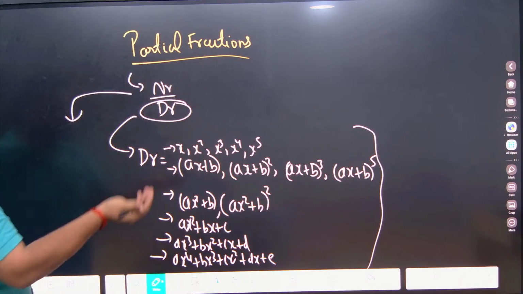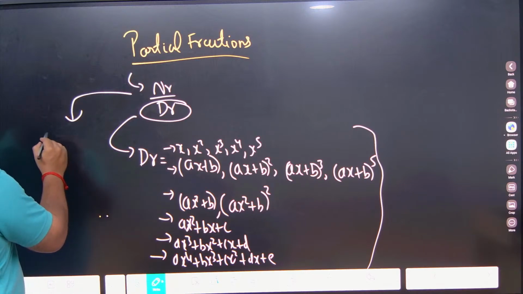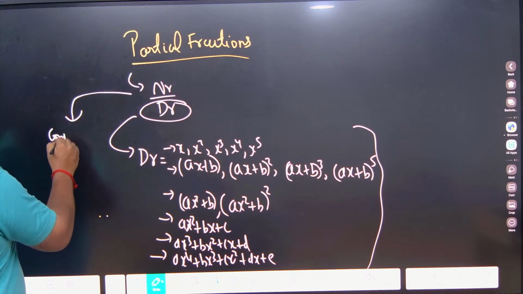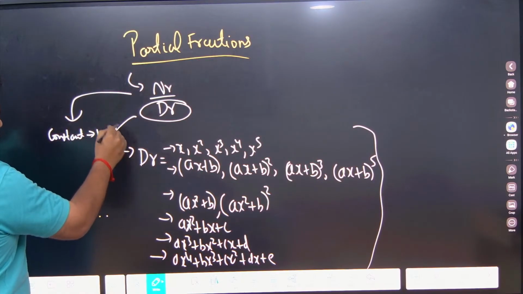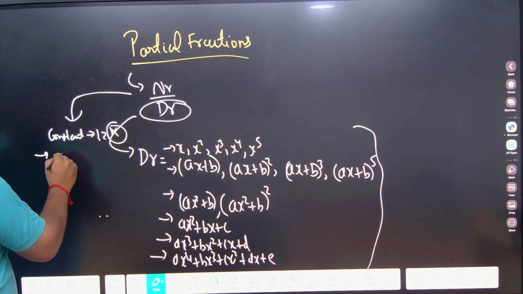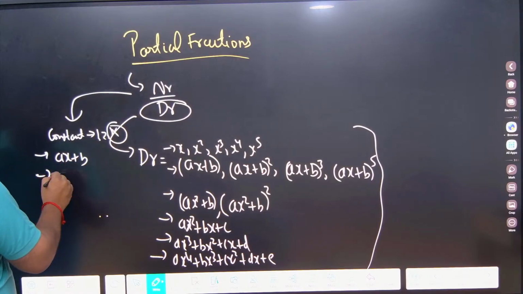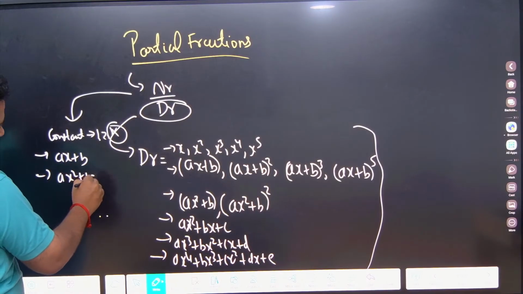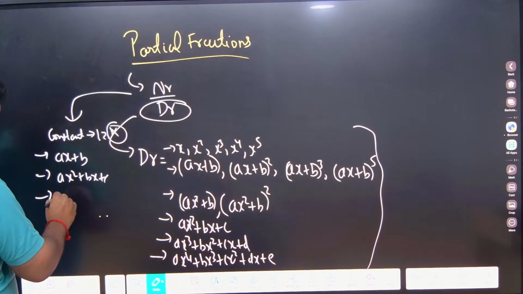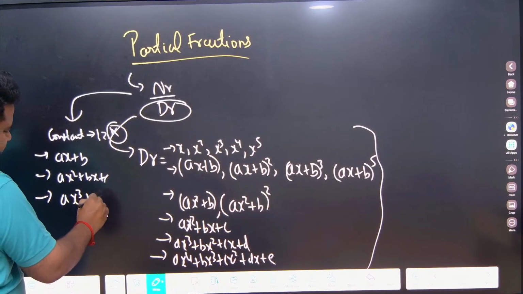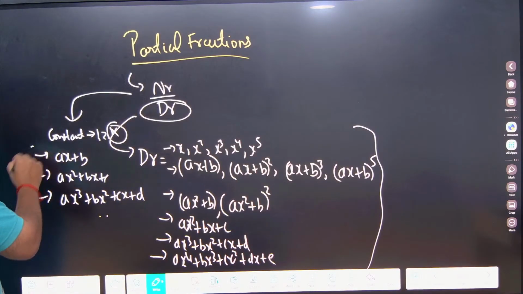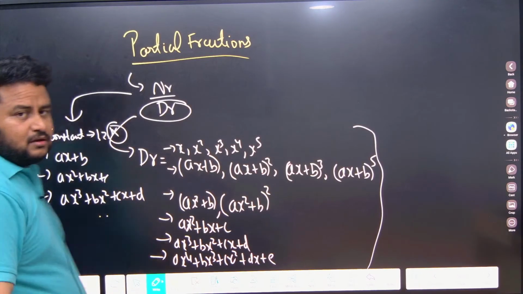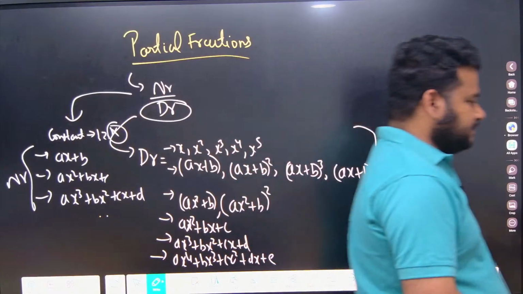The numerator can be of any form. It can be a constant, like 1 or 2 or k, any constant k. Or it can be linear like ax plus b, or quadratic like ax square plus bx plus c, or ax cube plus bx square plus cx plus d, anything like this. The numerator can be of any form.